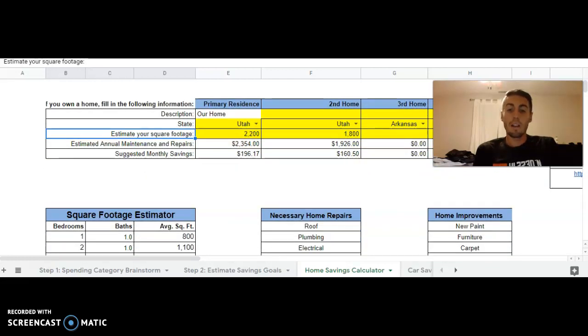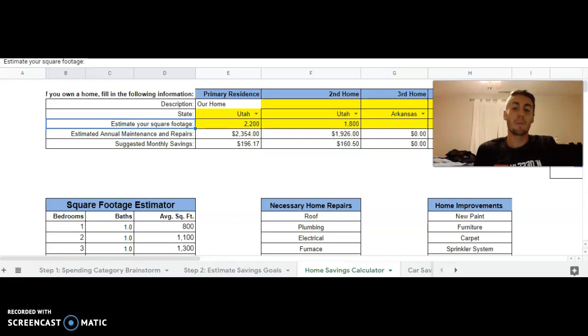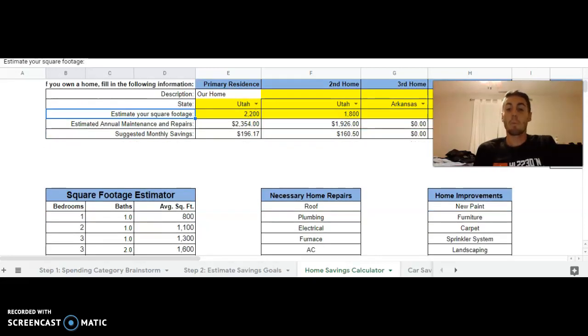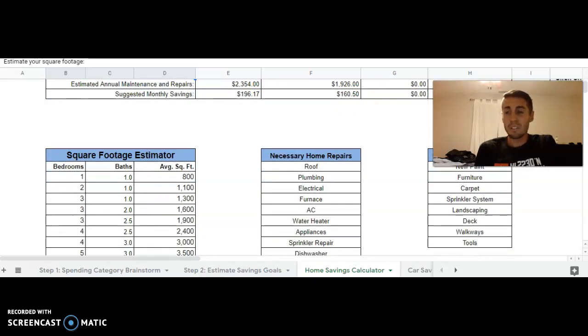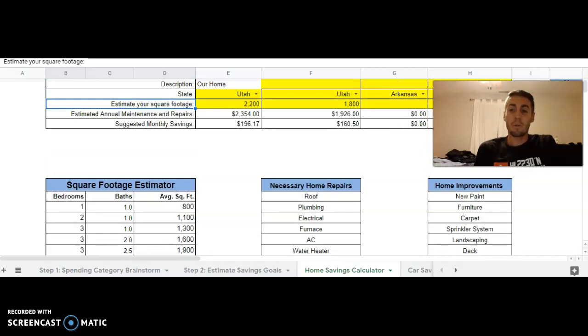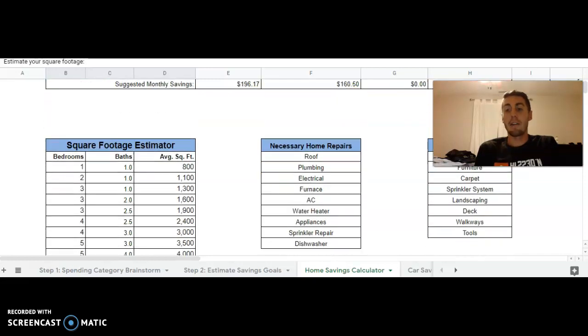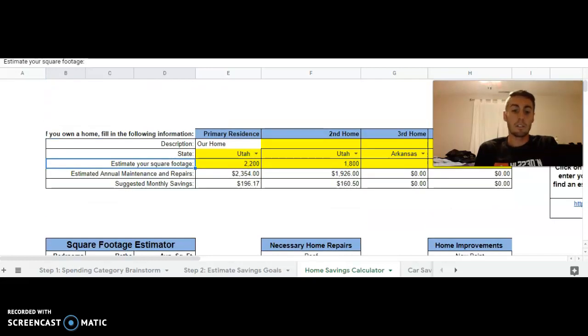For a home, these are things that a lot of people just aren't really thinking about or accounting for. You've got home repair, so roof, plumbing, electrical, furnace, AC. Then there's home improvements. People are going out and buying furniture, putting in a sprinkler system, buying tools. That's really hard to account for on a monthly basis. But if you look at the big picture, which this does, it helps you break that down and make sure you're going to have enough when those expenses arise. So we have the home savings calculator.